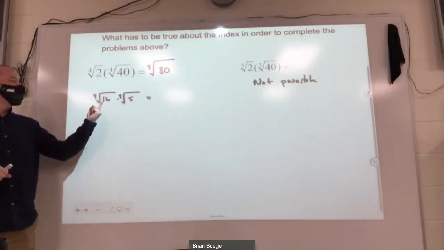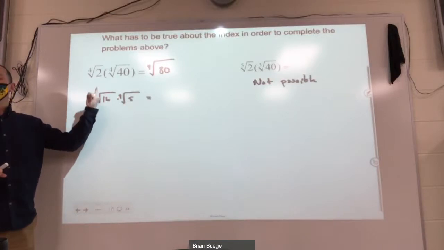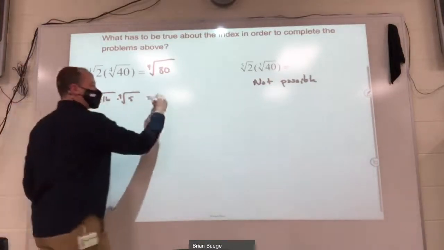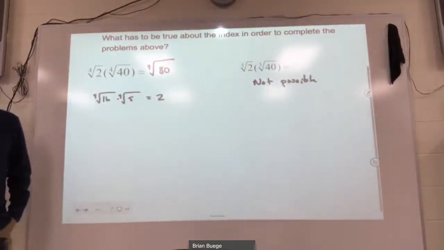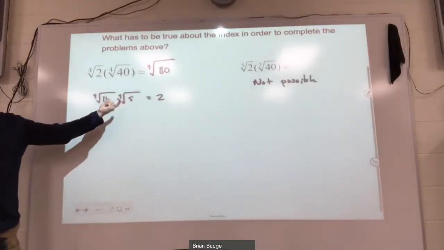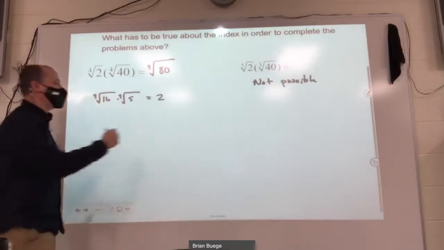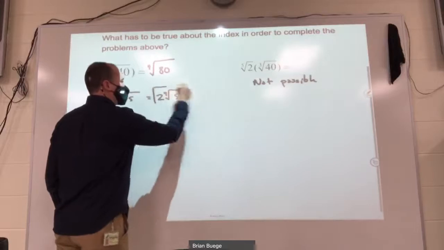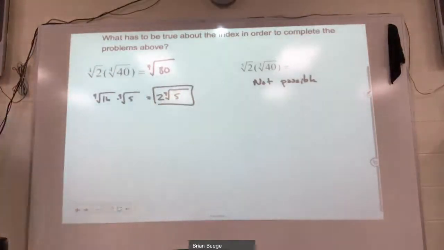Remember, what that's asking you is what raised to the fourth power is 16? And what do I raise to the fourth power to get 16? We take 2. Okay? Fourth root of 5, there are no other perfect fourths that go into 5, so that stays. And there's our final answer, 2 times the fourth root of 5. Okay? There's all we've got right there.